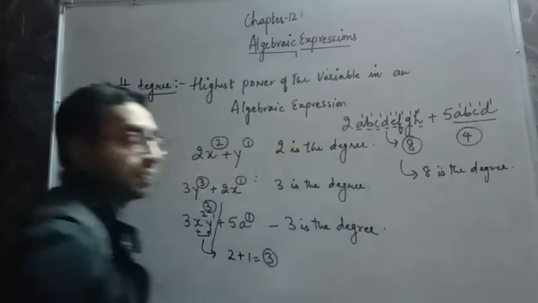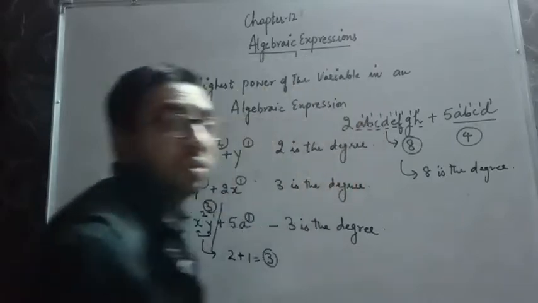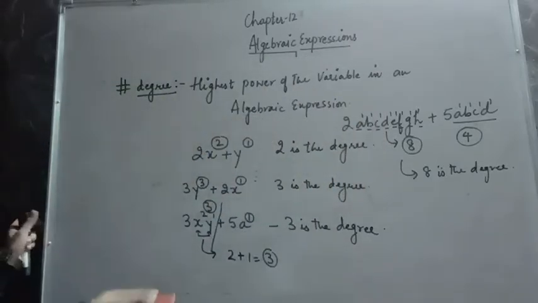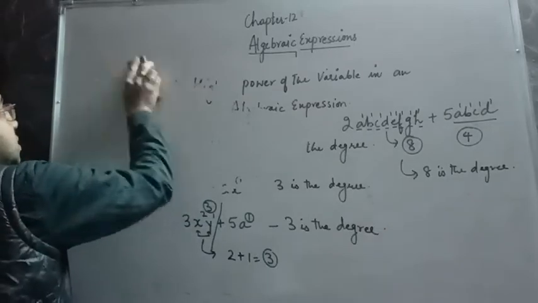Are we clear? Any doubt anyone is having with this concept? Degree of the polynomial. Next, coefficient. Next concept is coefficient.